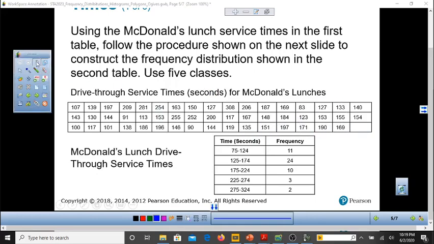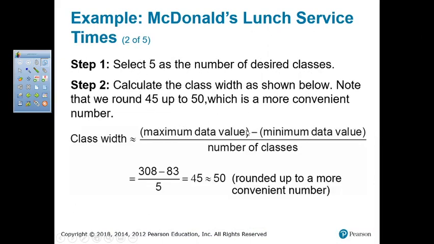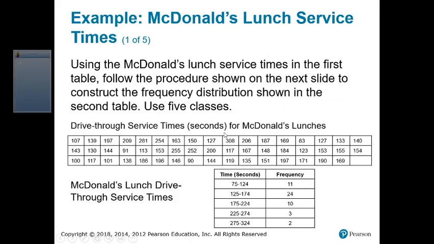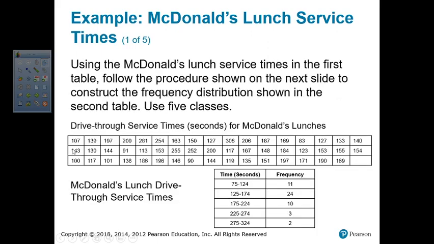So what do we do? First, we decide how many classes we want. They say 5 classes. So what I do is I find out what my highest value is. My highest value in the data set was 308 seconds and the lowest value was 83 seconds. I didn't want to go searching for it ahead of time, so I just looked at what was there. 308 was the highest number. There was no higher number there, and the lowest number was 83. There was no lower number there. That means the lowest wait time was 83 seconds, and the highest wait time was 308 seconds.